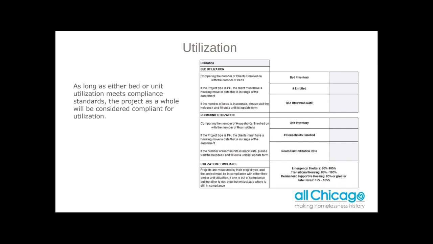When it comes to bed utilization, that's going to be the actual bed inventory that you have compared to the number of clients enrolled, so individual clients enrolled in your project. Again, if it's permanent supportive housing or rapid rehousing, it's going to be clients with the housing move-in date, but it's going to be individual clients compared to the bed inventory. When it comes to the unit utilization, that's going to be your unit inventory compared to the household count. So not the individual client count, but the count of households that you have.